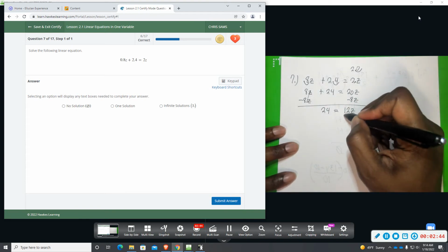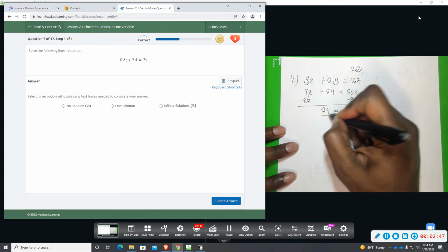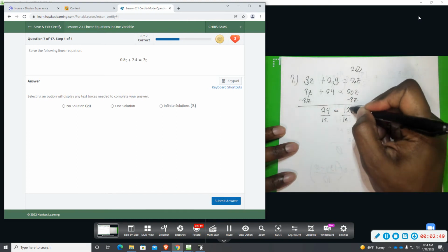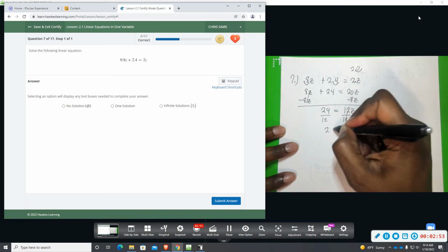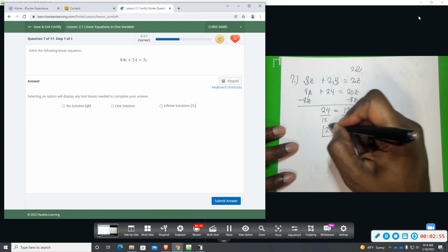Okay, so from here we're going to divide by 12. 12 divided by 12 is 1, so I'm just left with z. 24 divided by 12 is 2. So z is equal to 2.